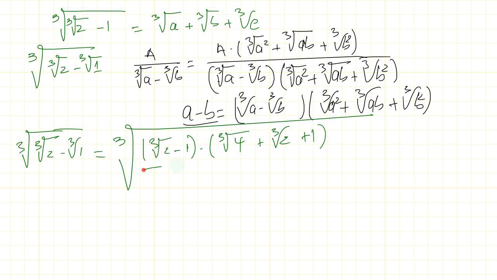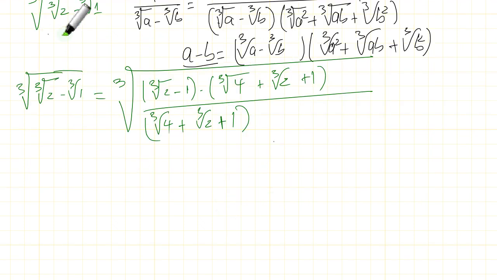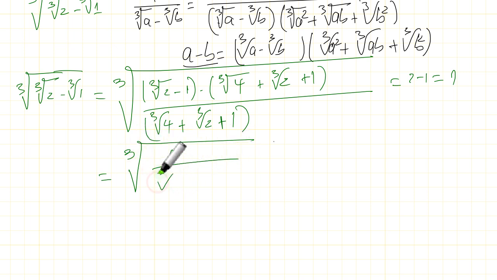Now we're going to divide by the same thing, cubic root of 4 plus cubic root of 2 plus 1. Okay, fine. So this times this is going to be 2 minus 1, as we have here. 2 minus 1 is going to be 1, right? So we're going to rewrite this as cubic root of 1 divided by cubic root of 4 plus cubic root of 2 plus 1.